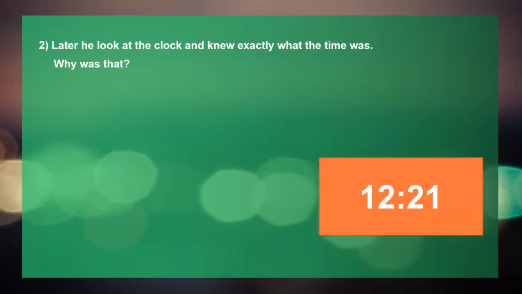Now the digital clock shows the time 12:21. Okay. So now it is 12:21, and the question says that this time is the exact time. But how did he realize that this is the exact time? So how can you say? Any idea why or how Martin came to the conclusion that this is the exact time?